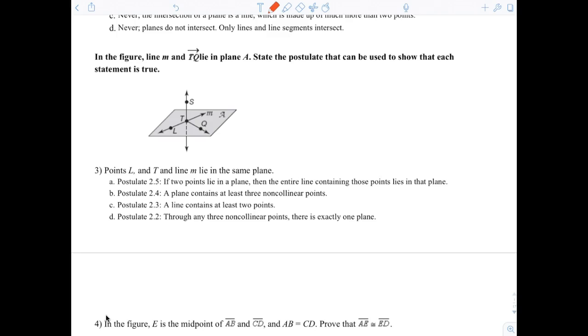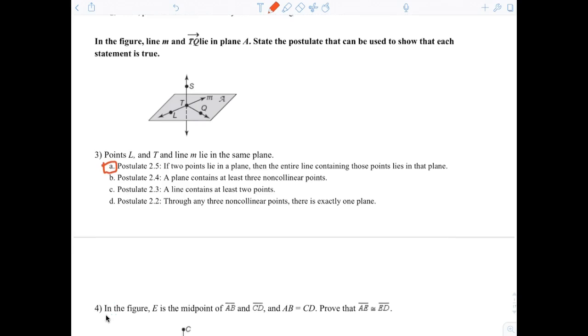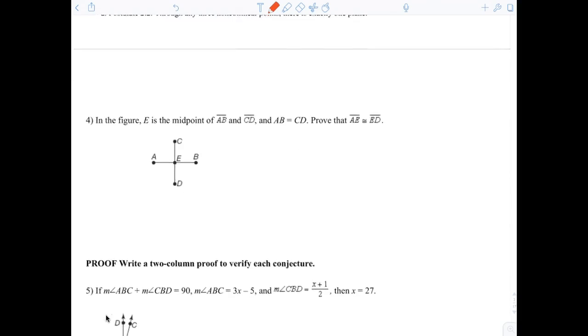Now again, think it through, please. That's the important part. If the points are in the plane, then the line containing those points must be in the plane also. Everybody agree with that? All right. So now, let's look at 4.